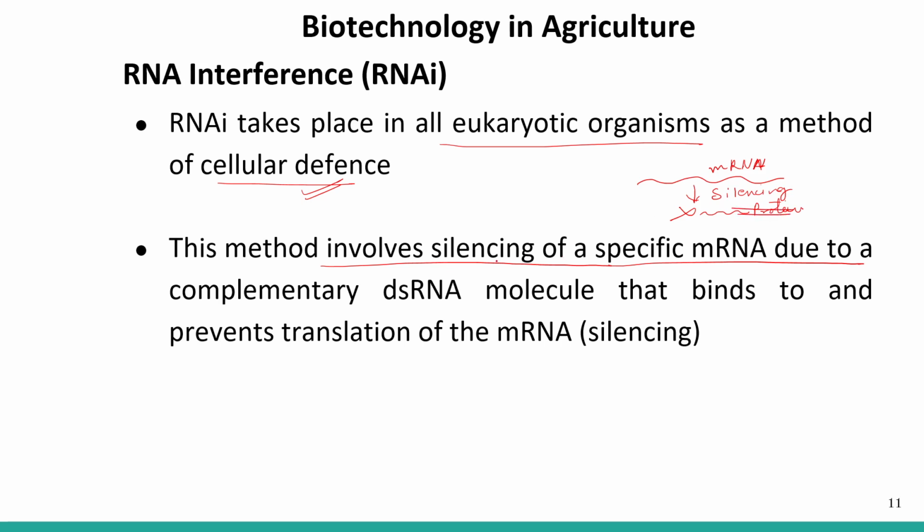Okay, so this method involves silencing of the specific mRNA due to a complementary double-stranded RNA molecule that binds to and prevents the translation of the mRNA, that is called silencing. So when a double-stranded RNA molecule is formed, it does not produce any functional protein, and this is called silencing.